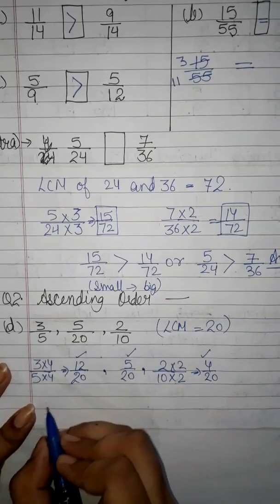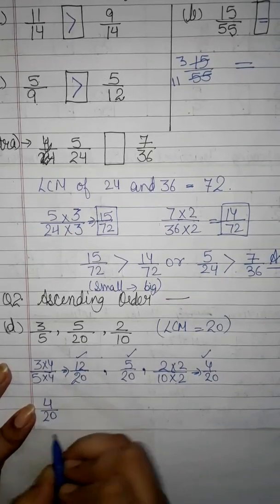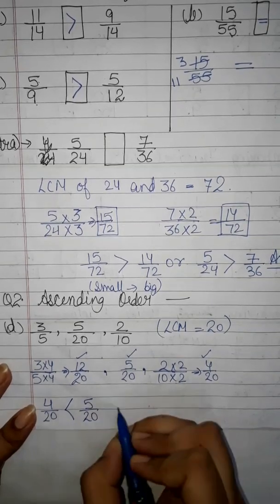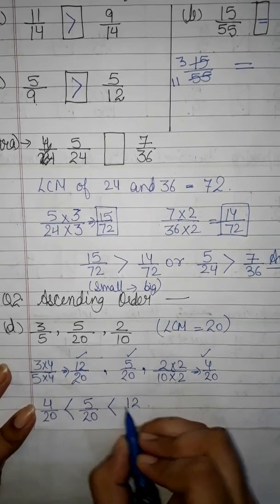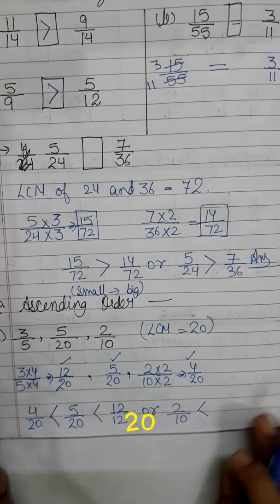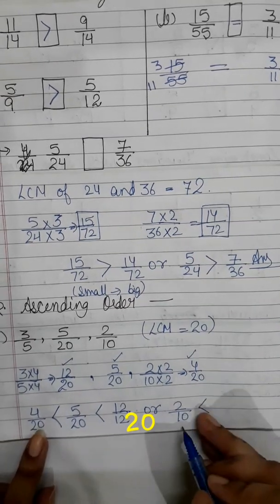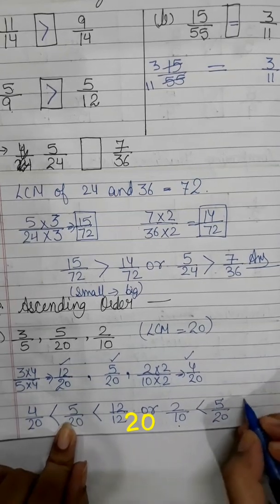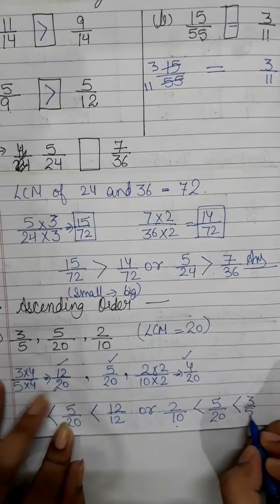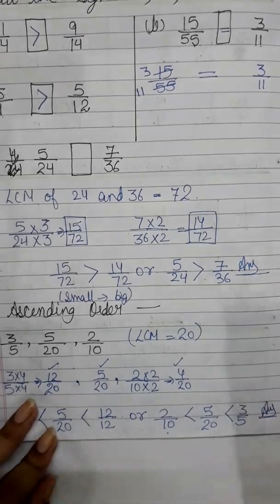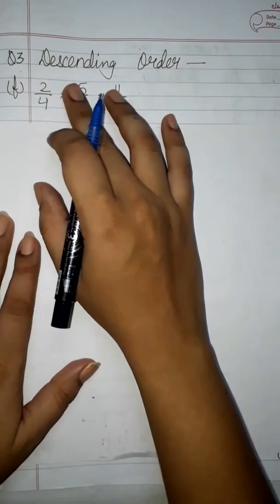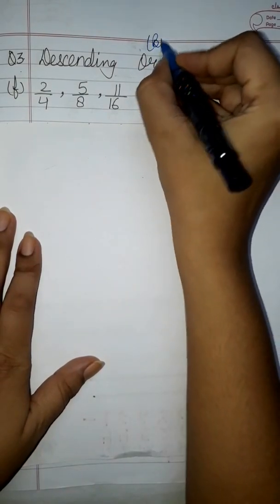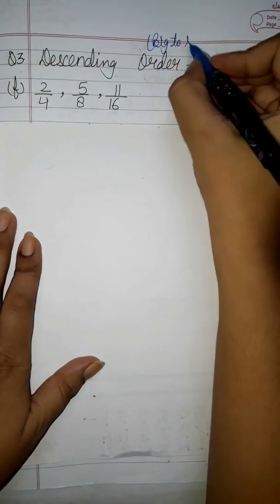The smallest one, 4 by 20. Then the greater number, 5 by 20. Now the greatest number, 12 by 20. So you can write 2 by 10, then 5 by 20 and the last number 3 by 5. This is the answer. Now see the descending, third question, descending order. Descending order is bigger to smaller.